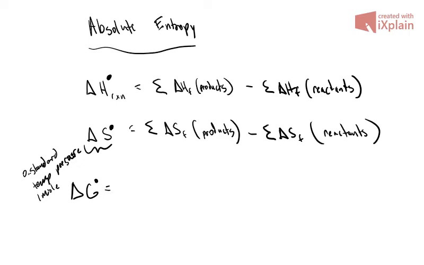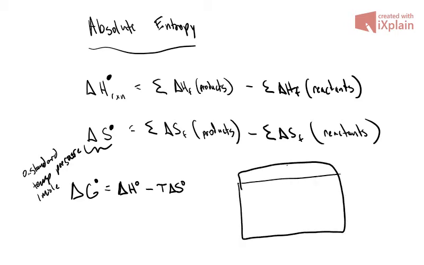Okay, so the delta G naught for a reaction would be the delta H naught for that reaction minus the temperature that reaction is happening at times the delta S naught. Okay, so if we want to find the absolute entropy, we have to have a table of the entropies of all of our products and reactants. We take the entropy of all the products added together minus the entropy of all the reactants added together, and we get the entropy for the reaction itself.